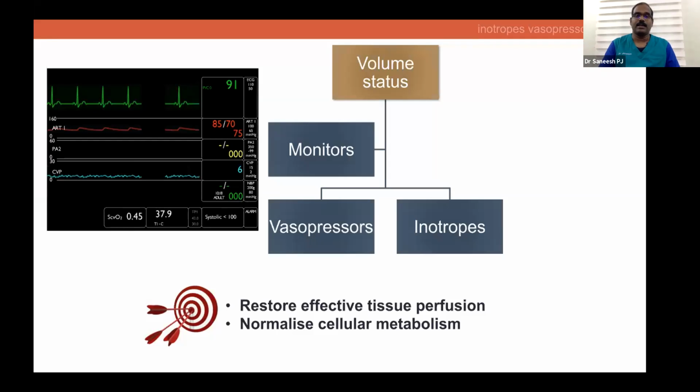And then, of course, depending on the scenario and how you think the pathophysiology is playing out in your particular patient, you decide whether to choose a vasopressor or an inotrope. So your target is to restore effective tissue perfusion and normalize cellular metabolism till the primary disease gets cured. Whether it is myocardial dysfunction or frank sepsis, until sepsis recovers, you don't want to leave the end organs to inadequate perfusion.